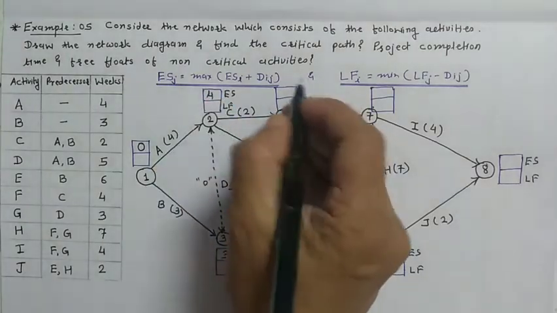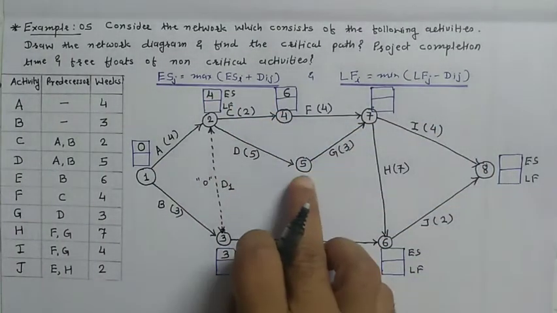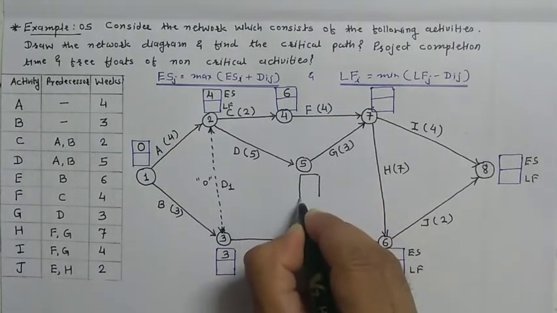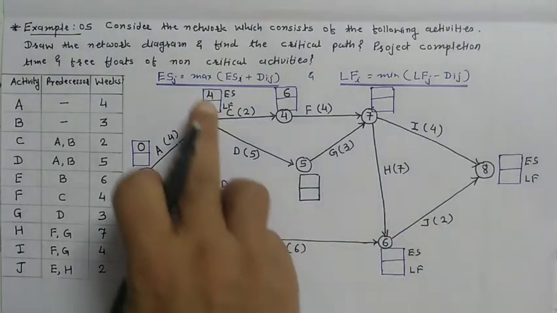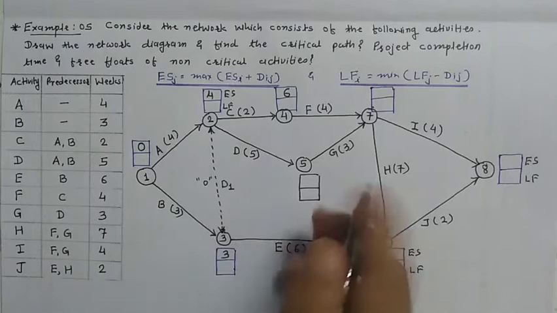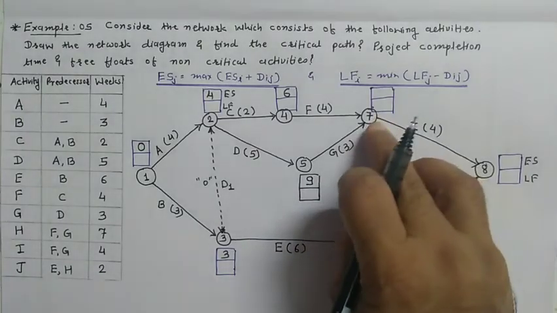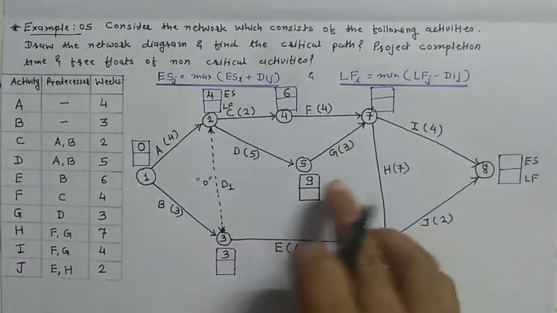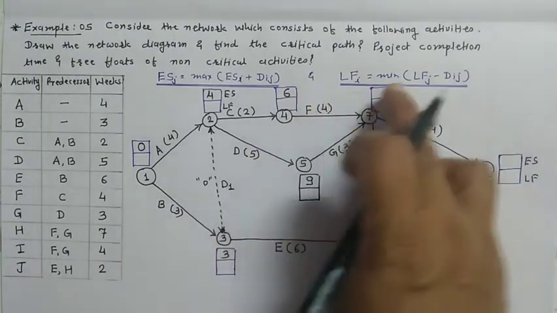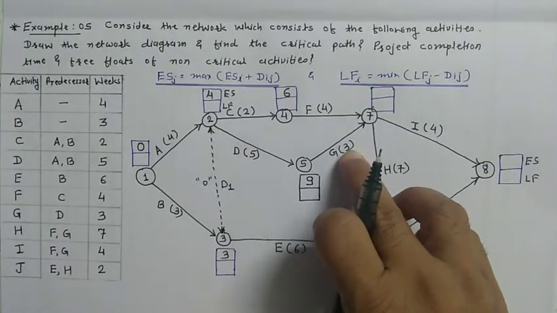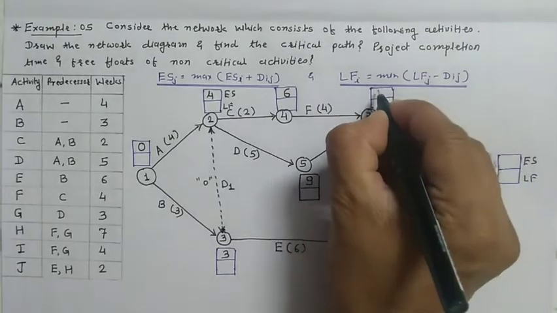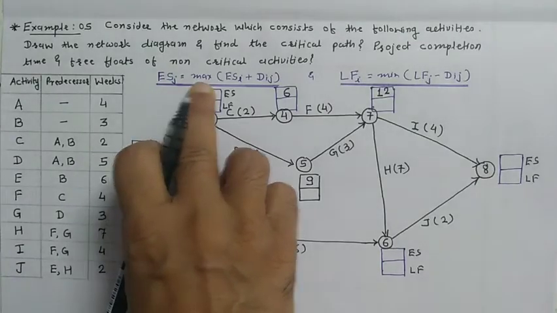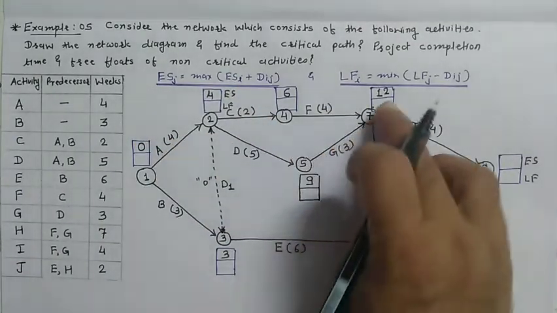4 plus 2 is equal to 6 for event number 5. 4 plus 5 is equal to 9. At event number 7, 2 activities are coming, so take the maximum from the 2 activities. 6 plus 4, 10, and 9 plus 3, 12. So this is the maximum. Take 12, because ES_j is equal to the maximum of the activities coming. So this is 12.